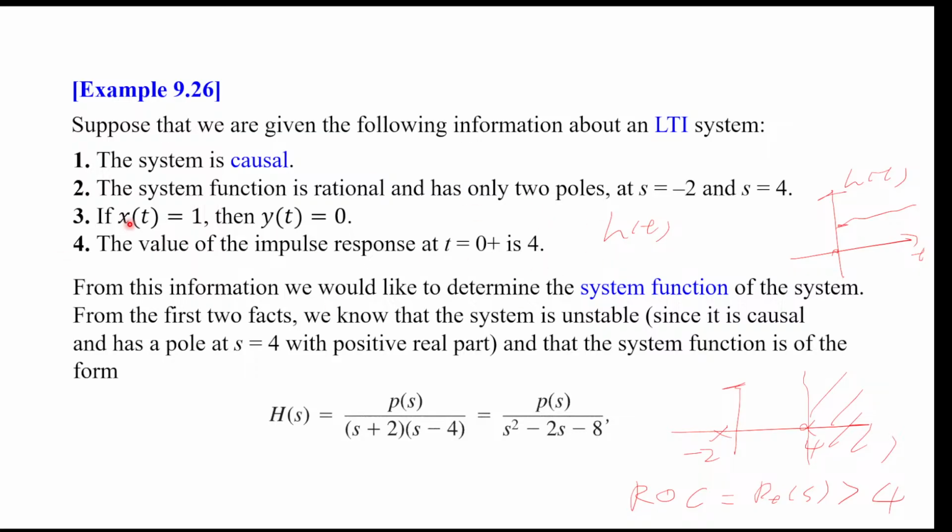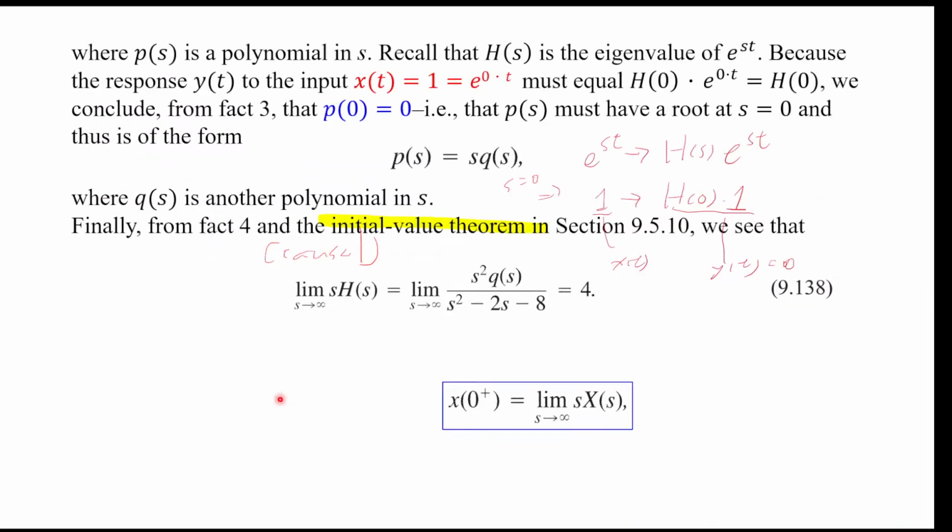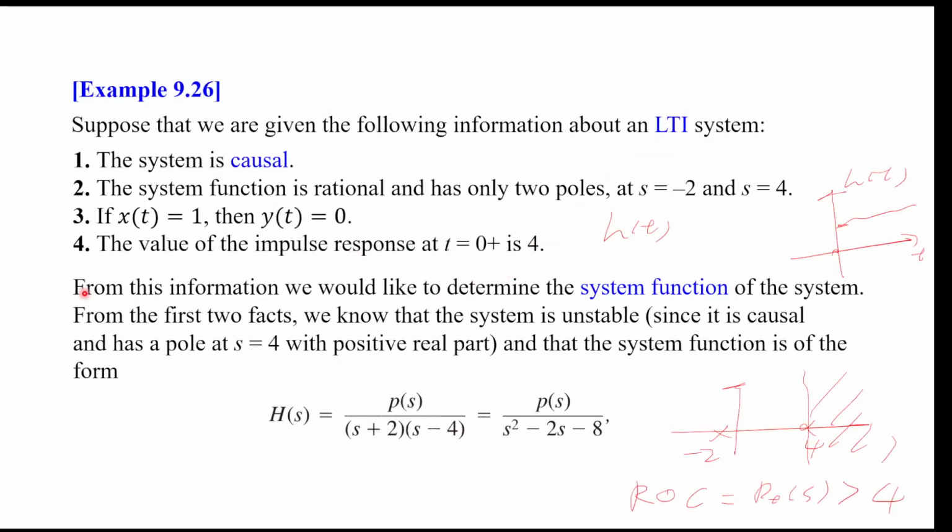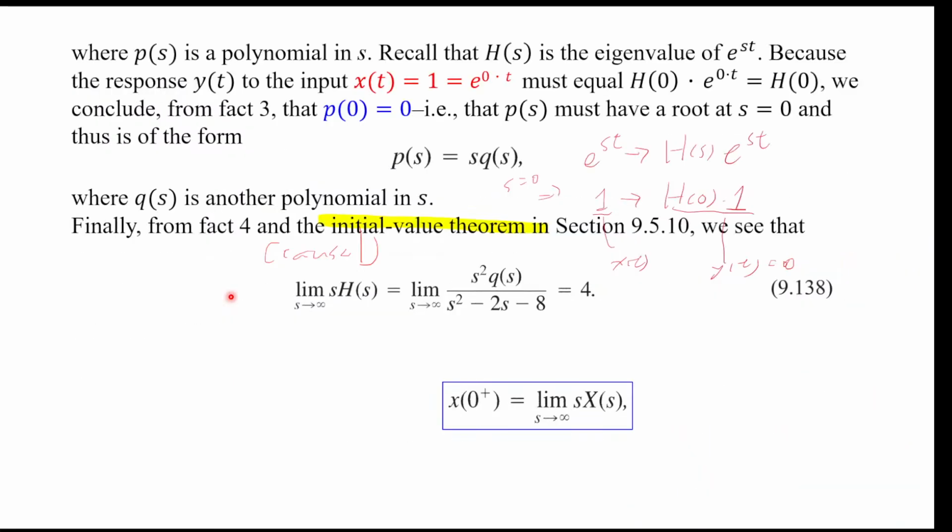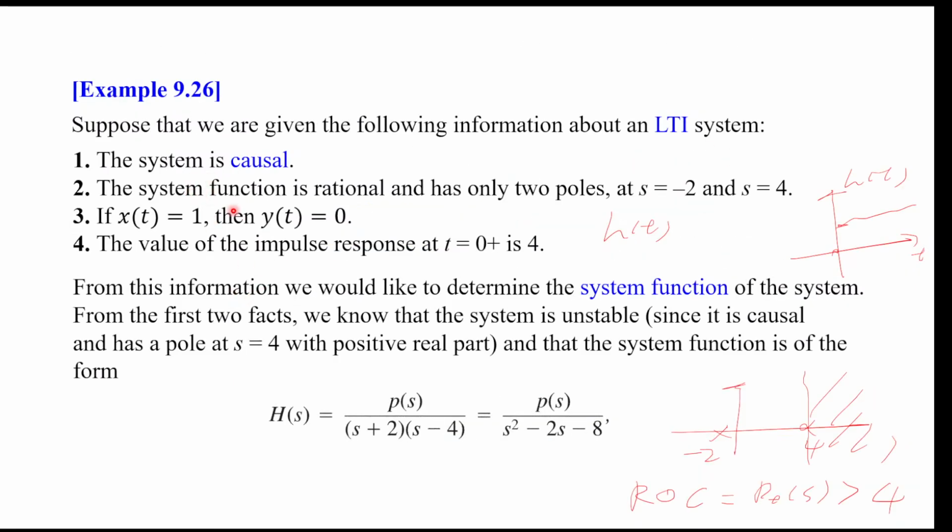Okay, in this derivation, condition 3 and condition 4 are a bit more tricky. For condition 3, you need to remember that H of s is the eigenvalue of e to the st. For condition 4, you need to realize that this is talking about the initial value theorem, and we can use the initial value theorem because the system is causal, so h of t equals 0 for t less than 0.